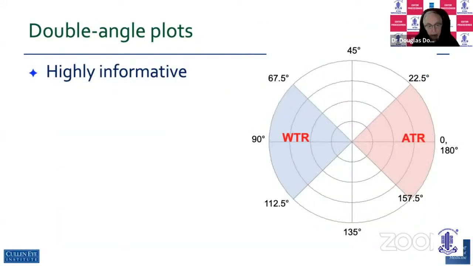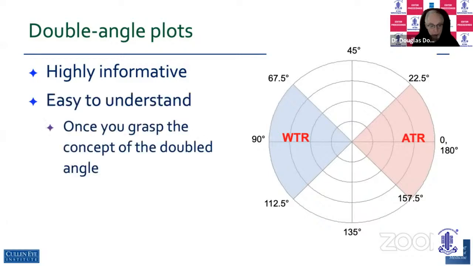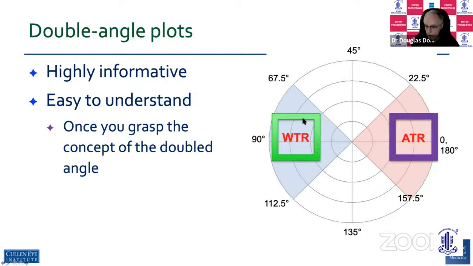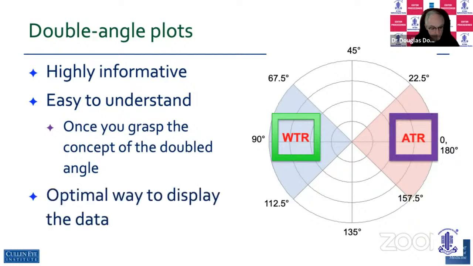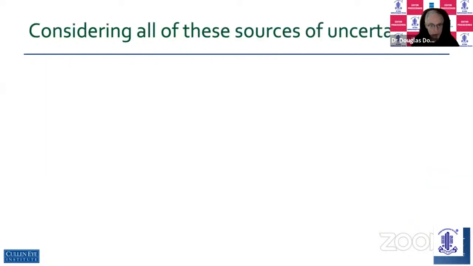I think the double angle plots are highly informative. They're easy to understand, but you've got to grasp the concept of the doubled angle, that the with the rule eyes are grouped over here to the left and the against the rule eyes are grouped over to the right. And I believe that this is the optimal way to display astigmatic data.